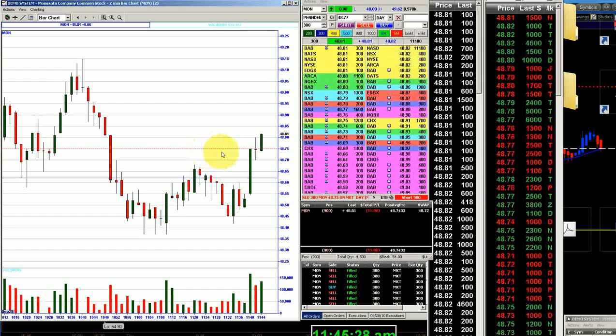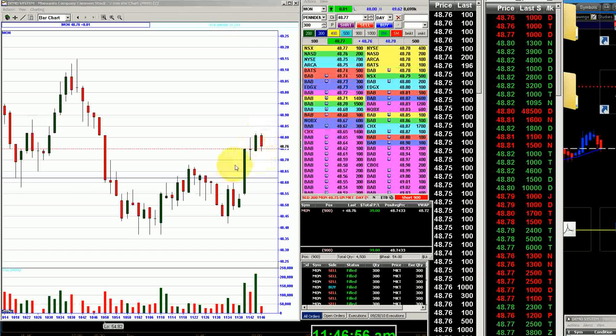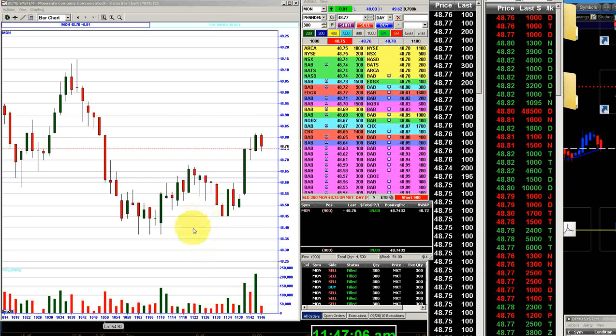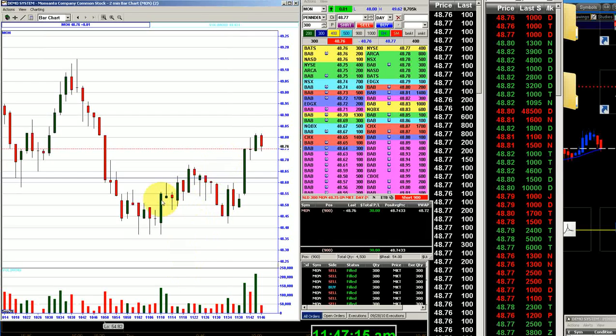I'm going to pause this right now so it doesn't take up much more time. Let's see what happens here. Little dark cloud formation forming. Some lower prints. Still trying to get a move back down to the 68 level.